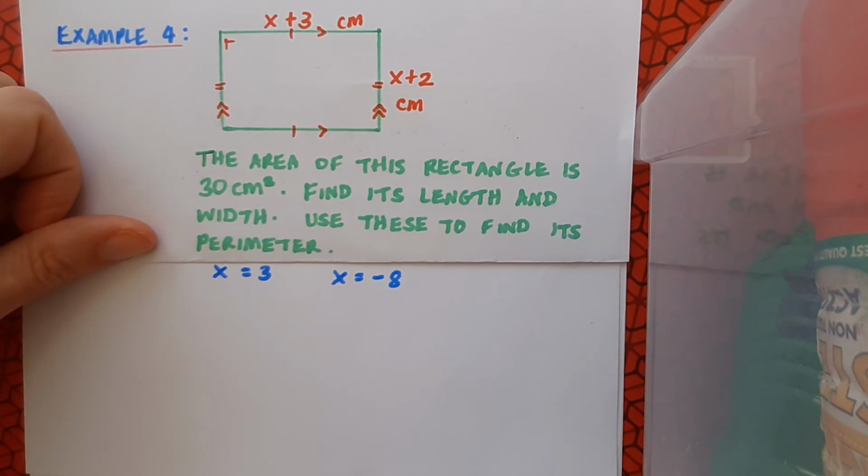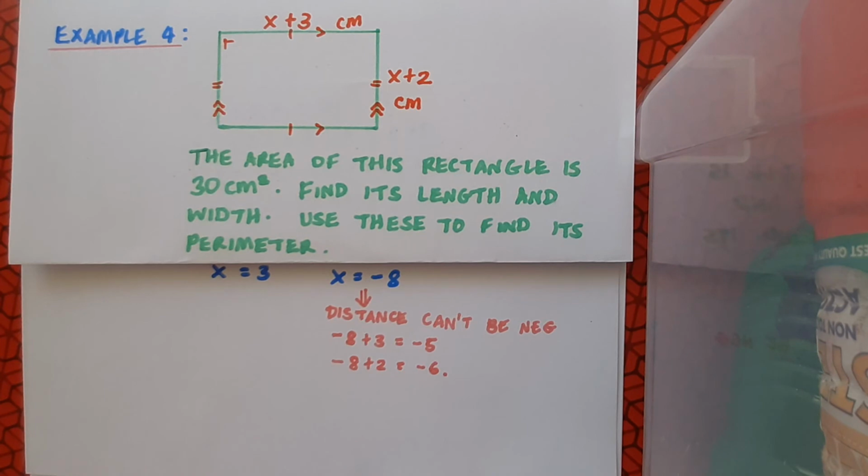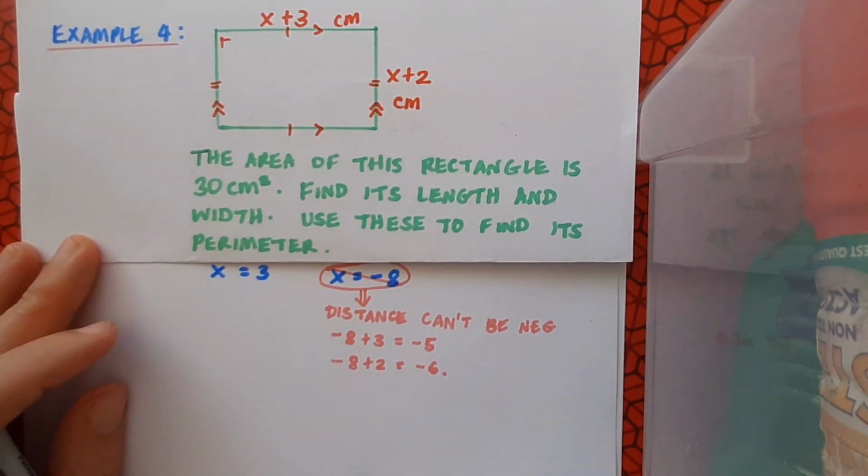It just doesn't exist. So even though the question itself did not say that I had to take positive solutions, the fact that I'm dealing with distances means that I need to make sure that my distances are positive. So if I use x equals minus 8, I run into difficulty there because I'll have minus distances. So I'm going to make a note of that by saying that distance can't be negative, and minus 8 plus 3 is minus 5, minus 8 plus 2 is minus 6. So that means I have to eliminate x equals minus 8 as a possible solution. I don't have a problem with the x itself being negative. It's that when I put it into the expressions for the length and width, the length and width end up being negative. That's where I've got the problem.